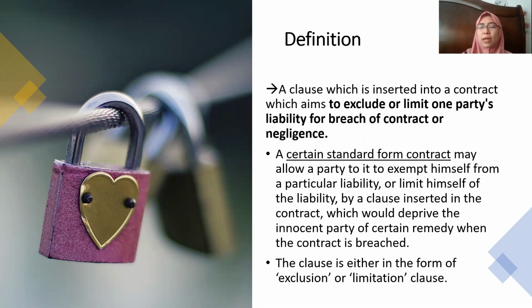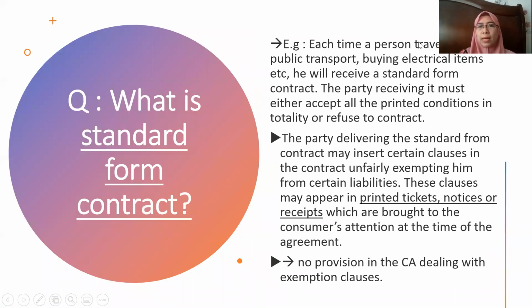Okay. So by a clause, how does it happen? By a clause inserted in the contract, which would deprive the innocent party of certain remedy when the contract is breached. So that's why the clause is either in the form of exclusion, to exempt wholly, or to limit to a certain extent, which we call a limitation clause. It's either an exclusion, exemption, or limitation clause. And this is the definition of standard form contract.